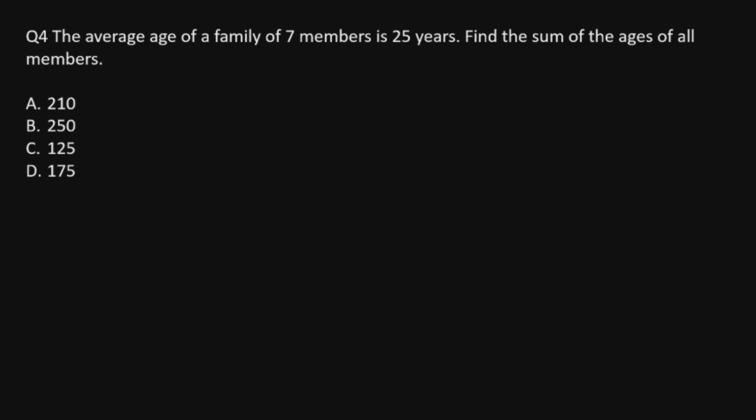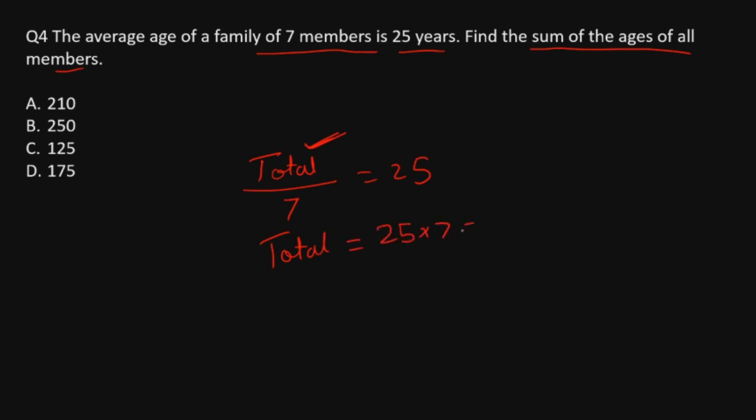Now we need to find the average age. The average age of 7 members is 25 years. So the total age divided by 7 is 25. To find the sum of the ages of all the members, we need to find this total. Multiply 7 on both sides to 25, that is 175. So option D is correct.